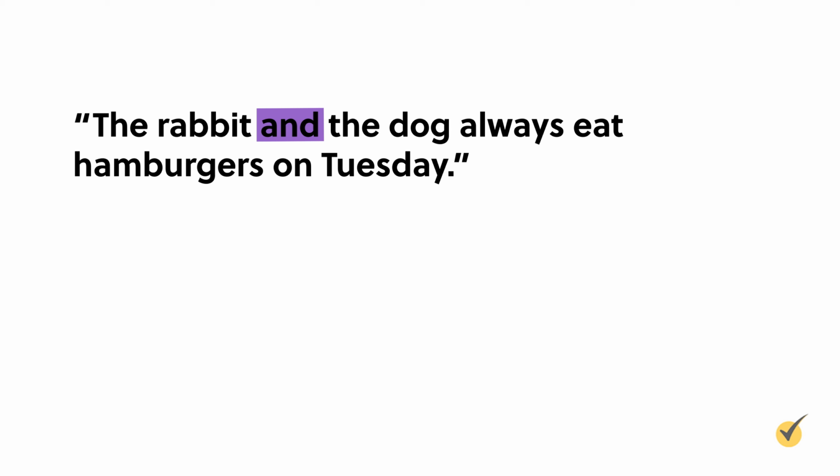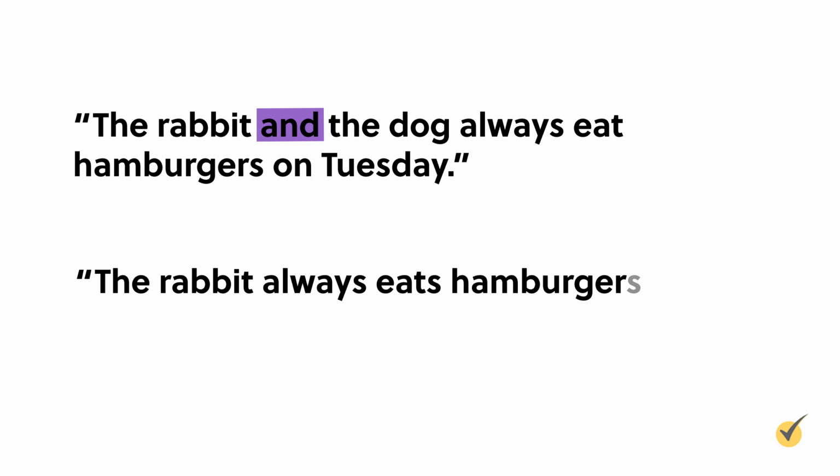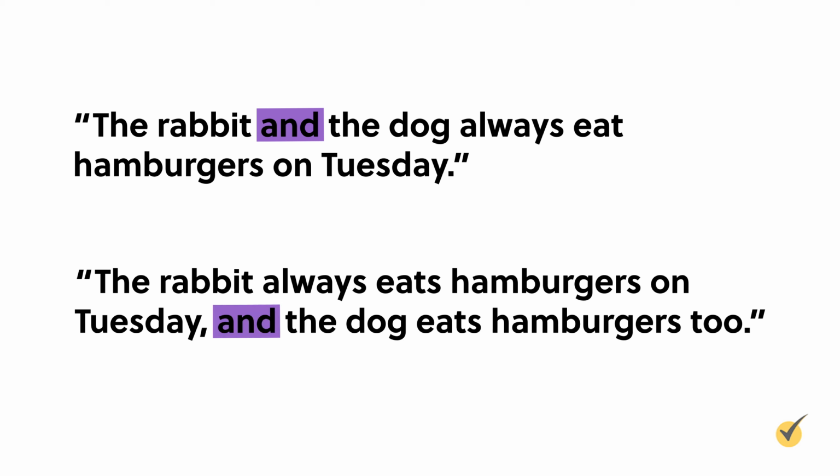Now we can also put the clauses back to back with our conjunction in the middle. The rabbit always eats hamburgers on Tuesday, and the dog eats hamburgers too. In this example, we also have a clear connection between each subject and predicate, but with a slightly different meaning based on the placement of the conjunction.